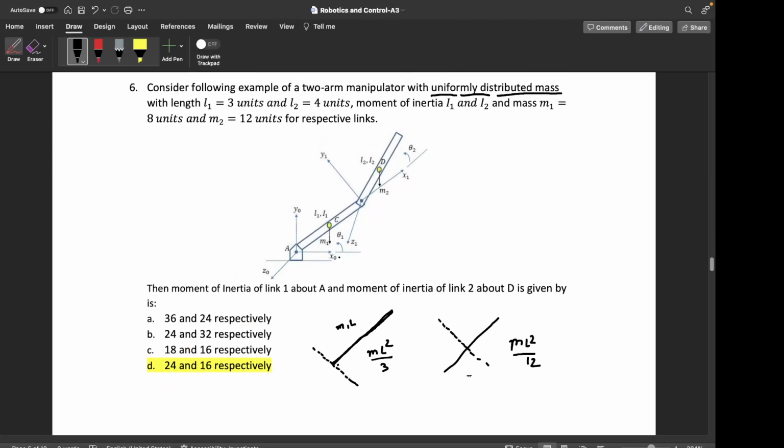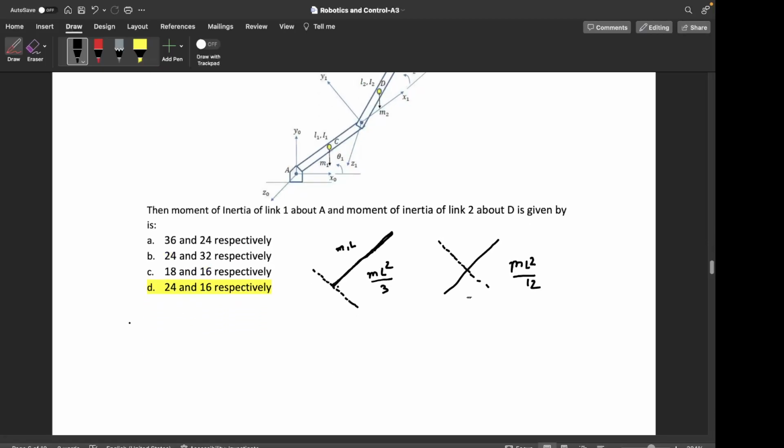ml square by 3, you can see that m is 8, l is 3, so you can find I about A for the first link is M1 L1 square by 3, which is 8, L1 is 3, so 9 by 3, so 24.